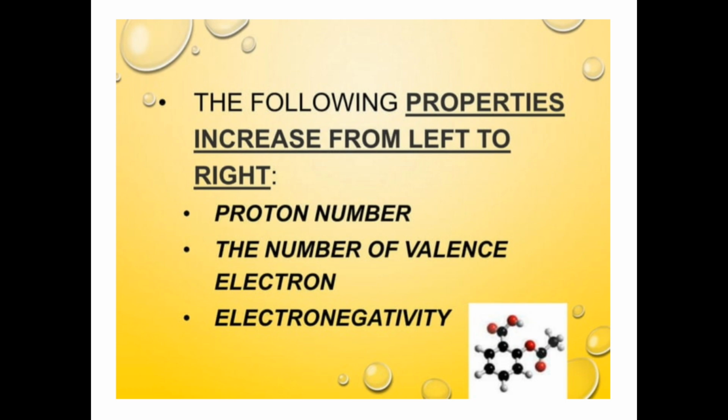Now the properties that will increase from left to right are the proton number, the number of valence electrons, and the electronegativity. Please also note that the first ionization energy also increases. Please take note of that. The first ionization energy from left to right of the elements in PO3 increases. Why? Because electrons are held tightly by the nucleus and become harder to remove.